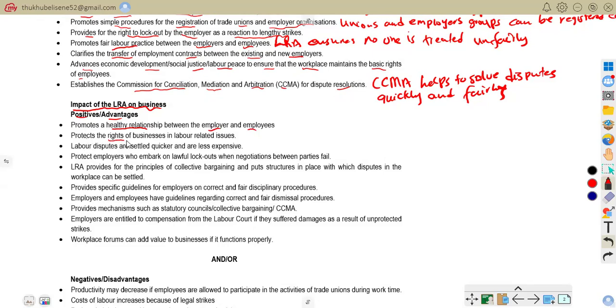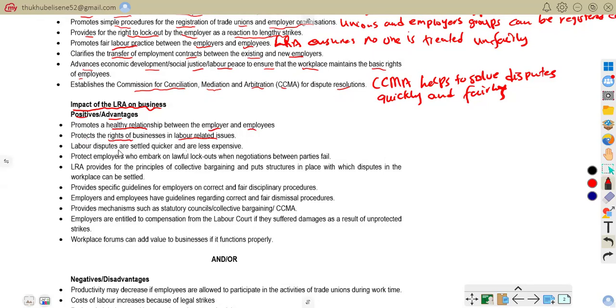It protects the rights of the business in labor-related issues. So, for example, an employer can legally dismiss a worker who commits misconduct. That's why we're saying it protects the rights of the business on labor-related issues.